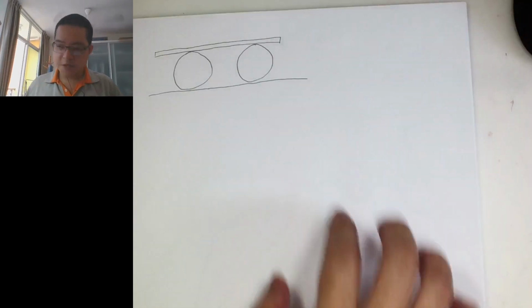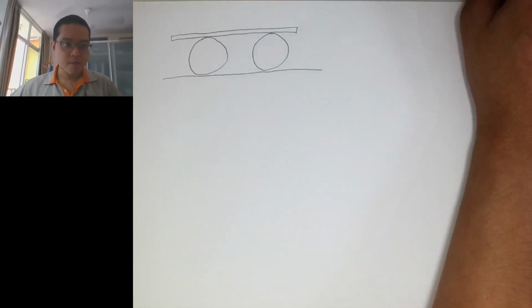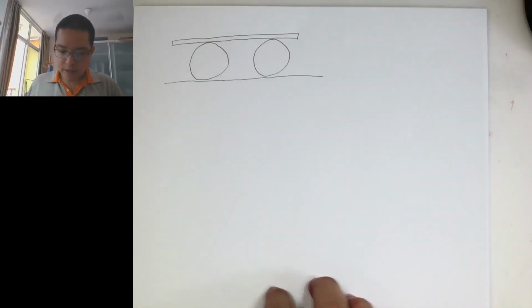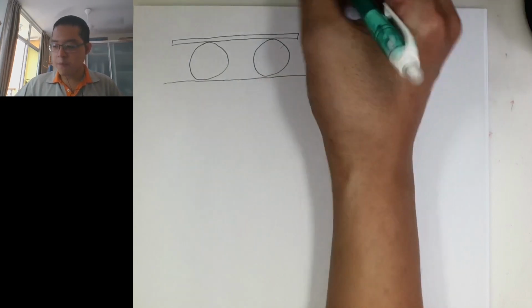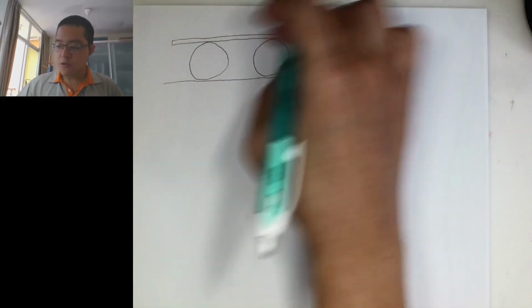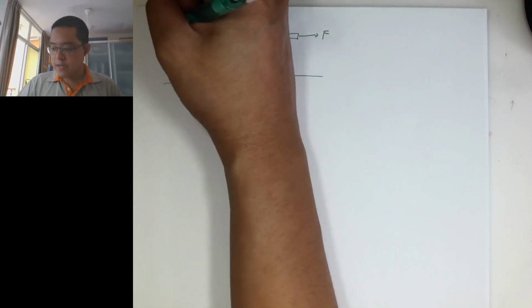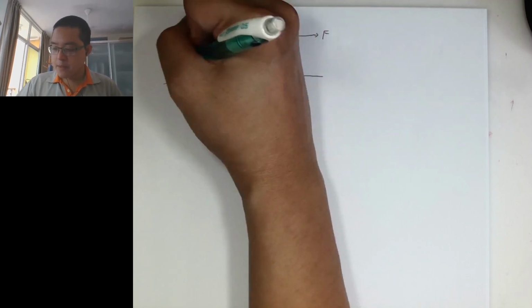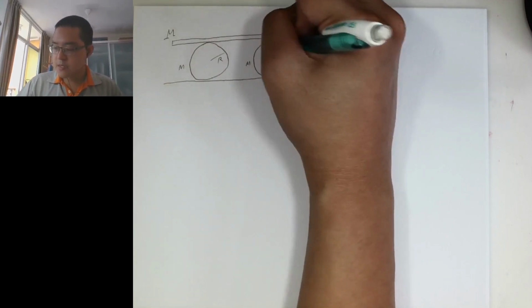Because this is the question that is confusing to a lot of people, right? So let me try to do this again. Remember, we have a plank on the roller. If I pull the top part of the plank with some force F, it will roll over this thing. The mass of the plank is big M. The rollers each have mass small m and each have radius capital R.